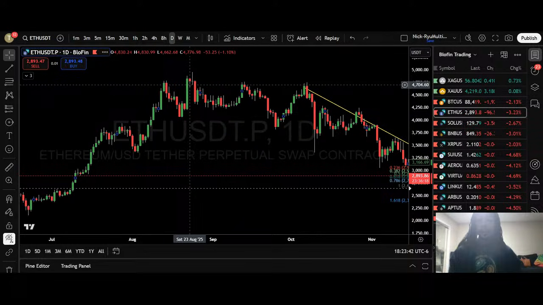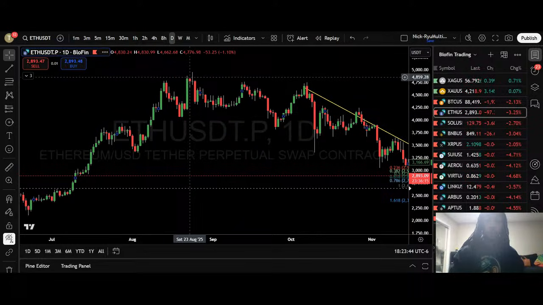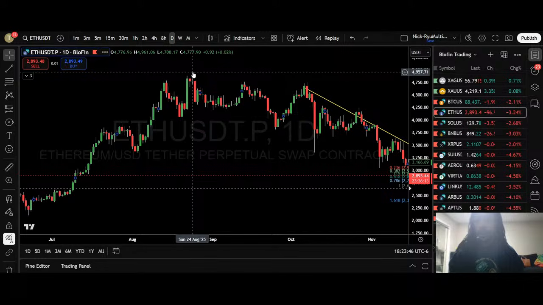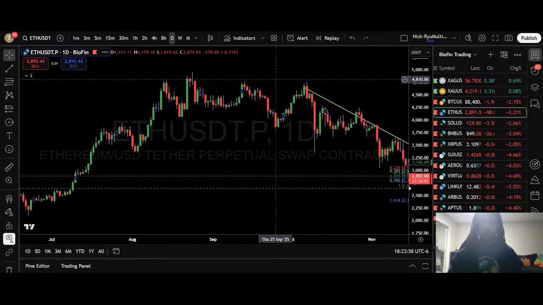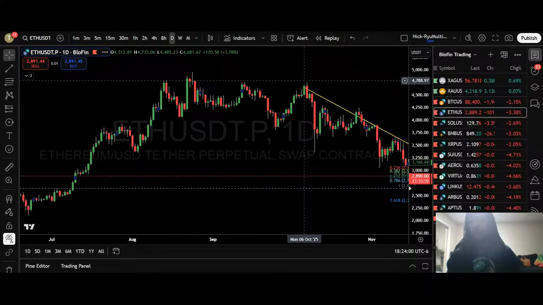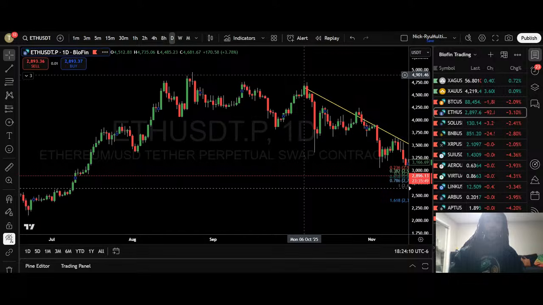We peaked around 47. We even made it all the way up to almost 5,000, like 49.60, almost 5K with ETH. But we stayed in that same area from August to October, and we never broke that area. We kept trying. We didn't break it. We didn't go any higher. And then what happened when we didn't make any higher highs?